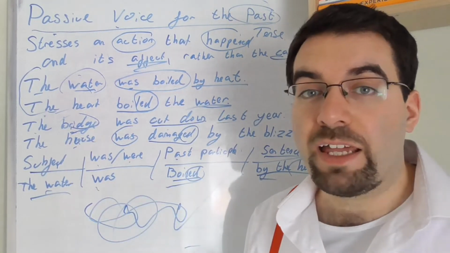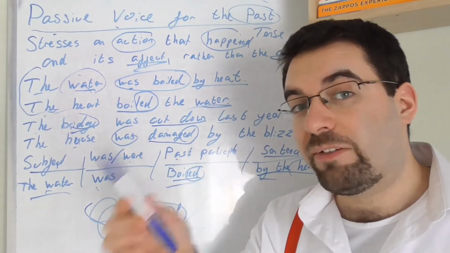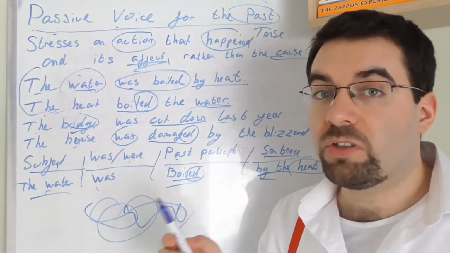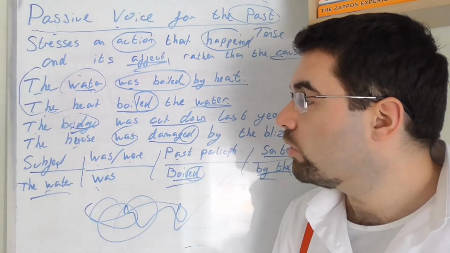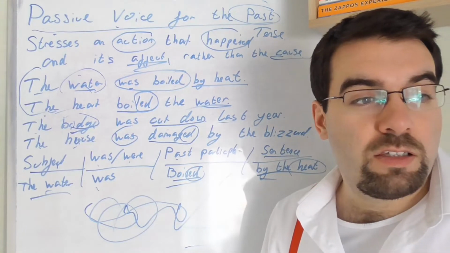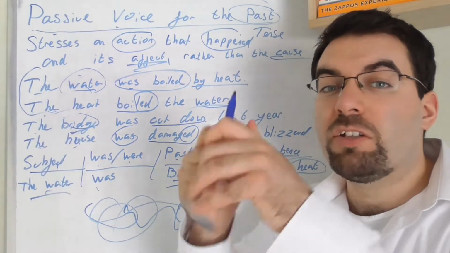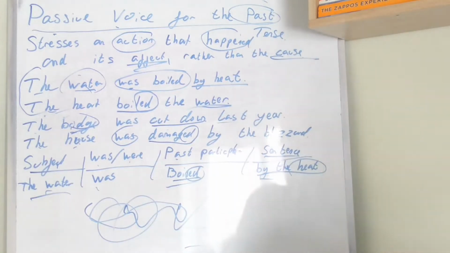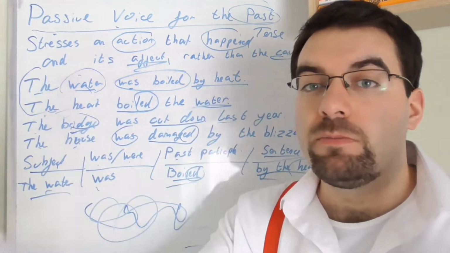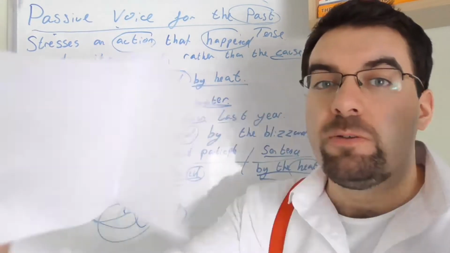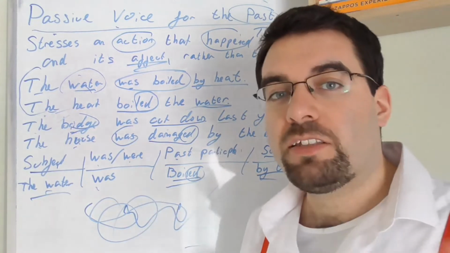The marathon was run by the people. Irregular verbs: run and ran. Boiled, destroyed. The paper was shredded. The paper was shredded by the machine. Shredded. Imagine that. Cool.